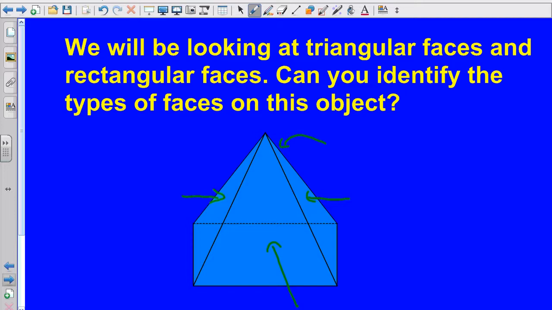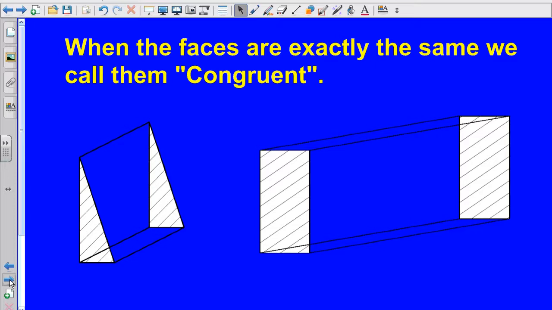Now the base, if you look at Brooke's, what color is that one, Brooke? Green, so her base is down here, and you can see that hers is green. What shape is the base, Brooke? Square. The base is a square, and all of the other faces are triangles, aren't they? Okay, moving on to the next slide.